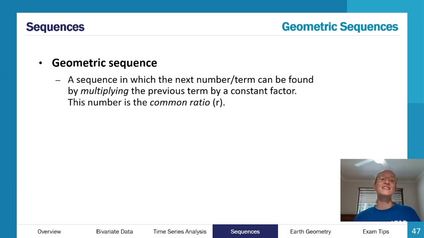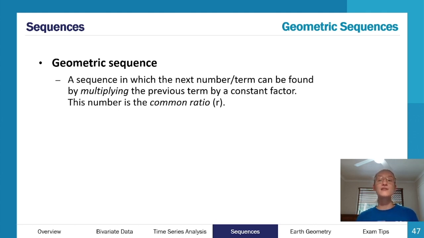Our next type of sequence is geometric sequences. So geometric sequences are a sequence in which the next number, or the next term, can be found by multiplying the previous term by a constant factor. And the factor that we're multiplying by each time is the common ratio.